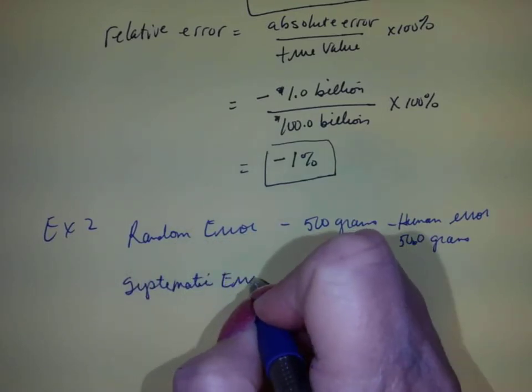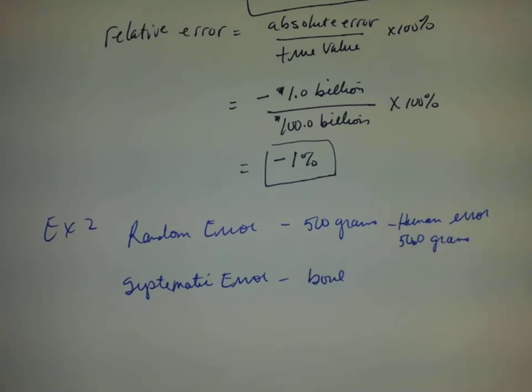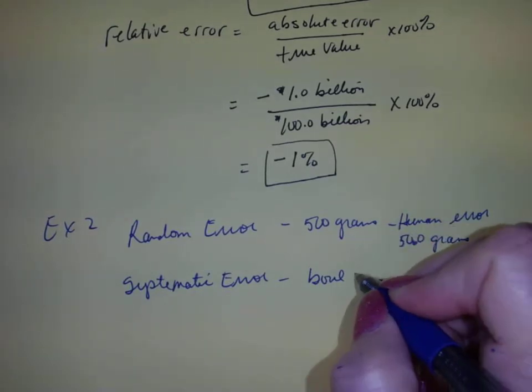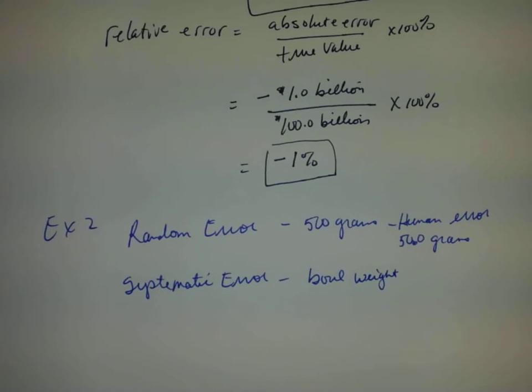All right, then the other one is a systematic error. And with the systematic error, that is the bowl that we used, right? We used a bowl to do that. So it's the bowl weight that changes that, because it's going to be included in all of them. So we might have to subtract out the weight of the bowl on each weight.